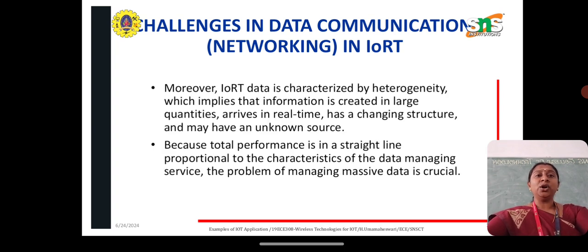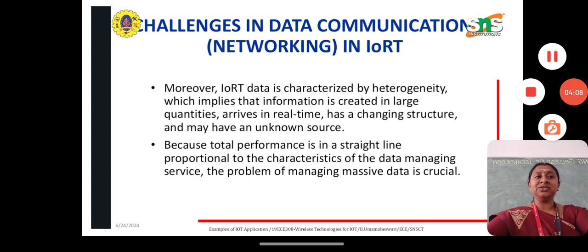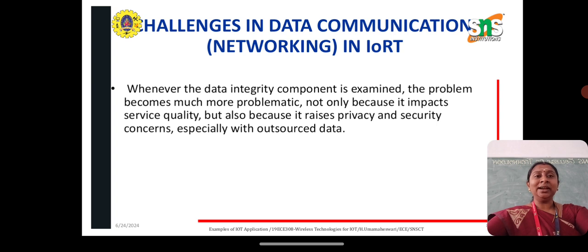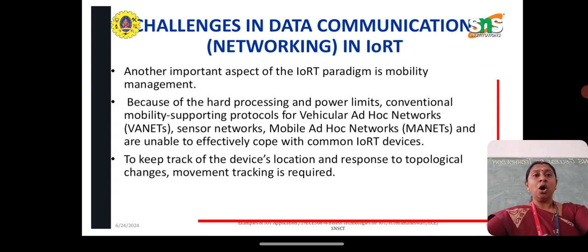Moreover, IoT data is characterized by heterogeneity, which implies that information is created in large quantities, arrives in real time, has a changing structure and may have an unknown source. Because total performance is directly proportional to the characteristics of the data, managing the service, the problem of managing massive data will be crucial. Then whenever the data integrity component is examined, the problem becomes much more problematic, not only because it impacts service quality but also because it raises privacy and security concerns, especially with outsourced data.